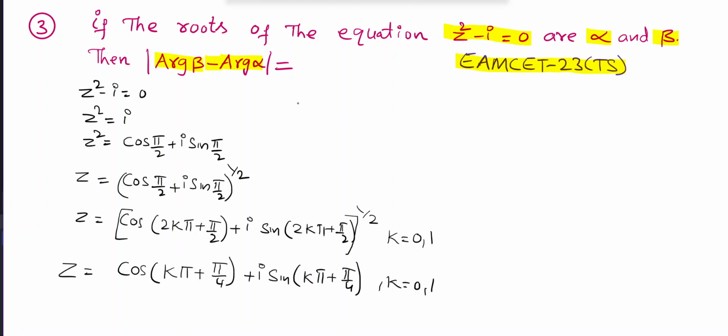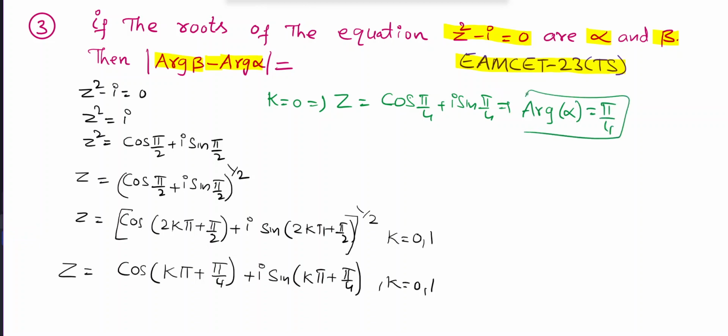Now substituting k is equal to 0. So z is equal to, this is given as alpha, cos pi by 4 plus i sin pi by 4, with k value 0. So from this, the argument of alpha is pi by 4.